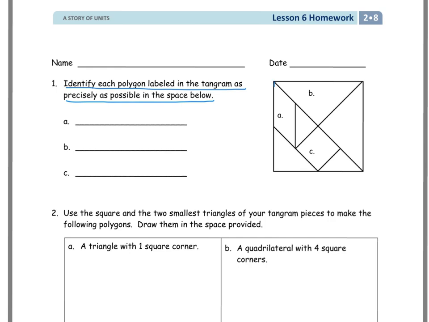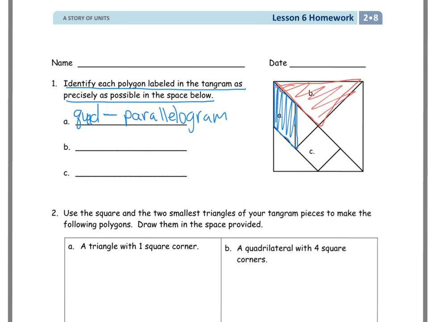So A, I see that we have a four-sided shape. We could call this a quadrilateral, but I think I can get a little more precise with that. That looks more to me like my parallelogram. So let's look at B now. B looks to be right here, and it's 1, 2, 3 sides, 3 angles. So that's going to be my triangle.